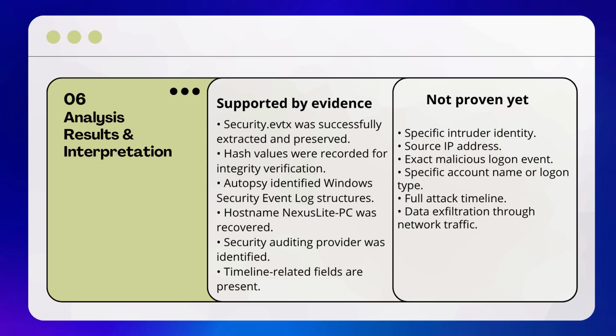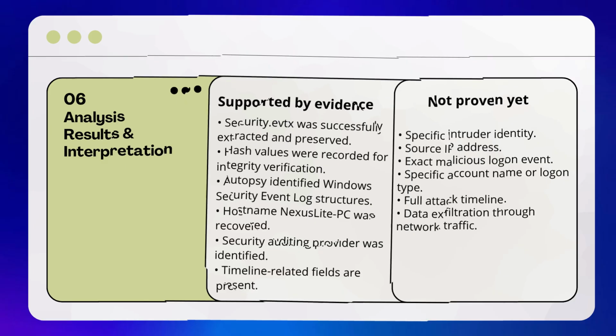However, there are also things that are not yet proven. The current evidence does not prove the specific identity of the intruder. It also does not prove the source IP address, the exact malicious logon event, the specific account name, or whether data exfiltration occurred. Therefore, our conclusion is that the evidence is relevant and preserved, but further EVTX parsing is needed before making a final attribution claim.